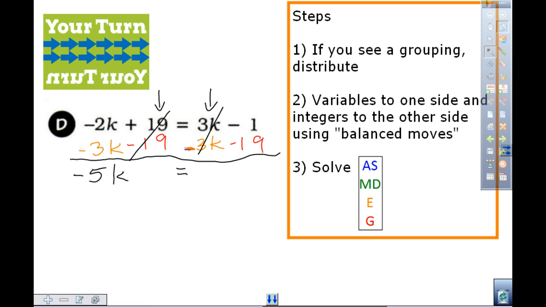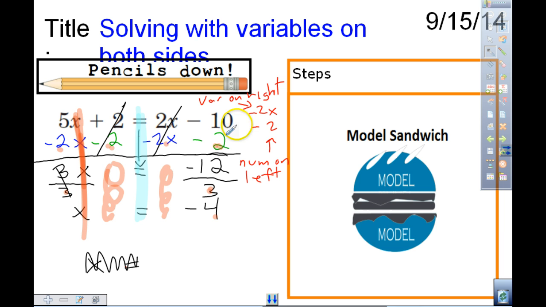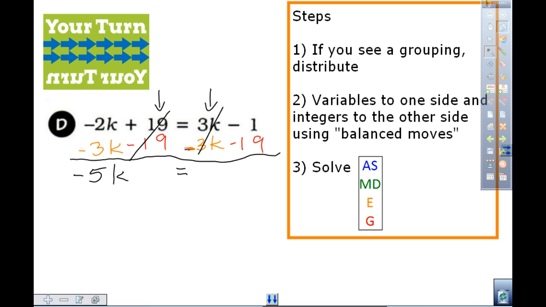So going back to what I mentioned, just ask me. Write it down. Number on the left, variable on the right. Always. It's confusing until you write it down and you practice. Okay. And finish it up.